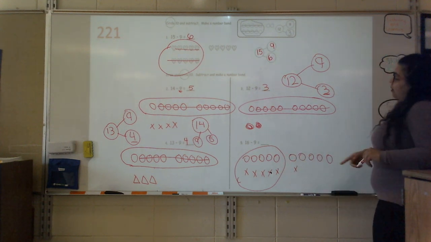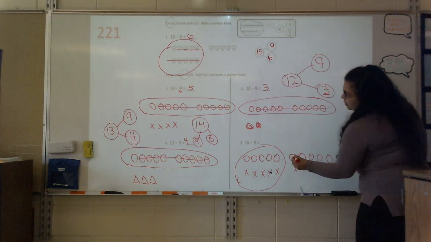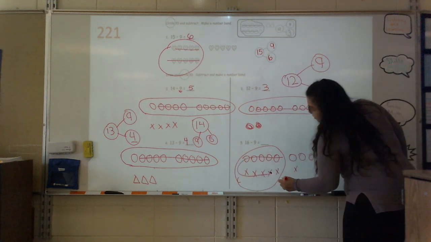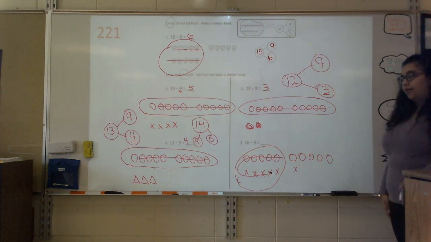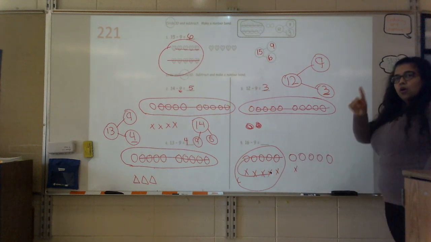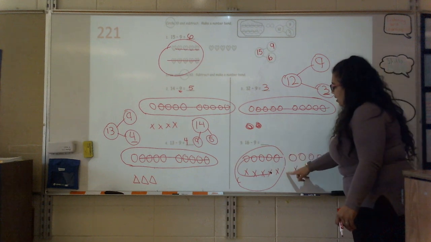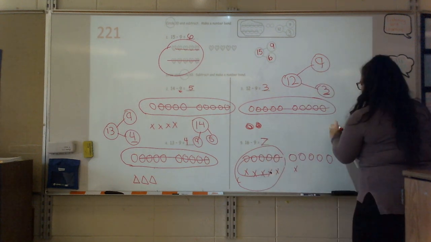So out of this group of 10, just like in this picture up here, let's take away the 9. So that's 9 gone. How many are not crossed out? How many are out here not crossed out? 6. And how many are in here not crossed out? 1. So 6, 7. 16 minus 9 is equal to 7.